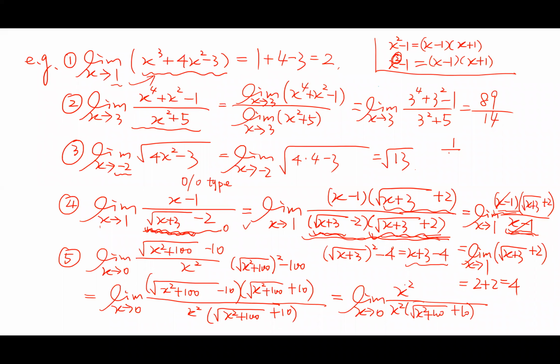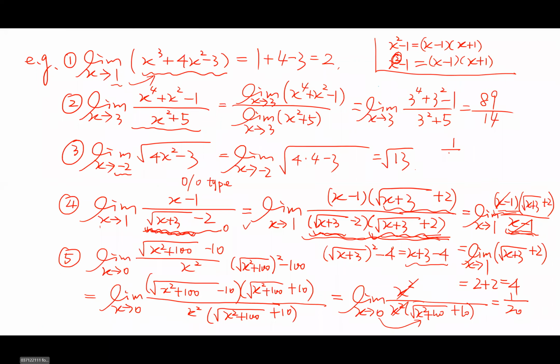Okay, so x squared can be canceled here. And then we substitute 0 into this function. So that is 0 plus 100, that is 100. So outside the square root, that is 10, right? So that equals 1/20. So the result of question number 5 is 1/20. Can you understand, guys?